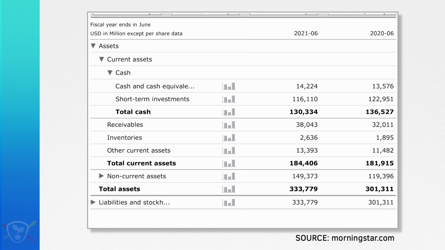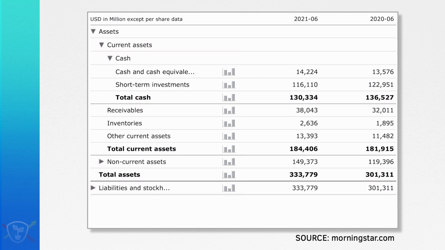So we see that Microsoft as of 2021 June has about $14 billion in cash. They have short-term investments of about $116 billion. Also included under current assets are things like receivables.